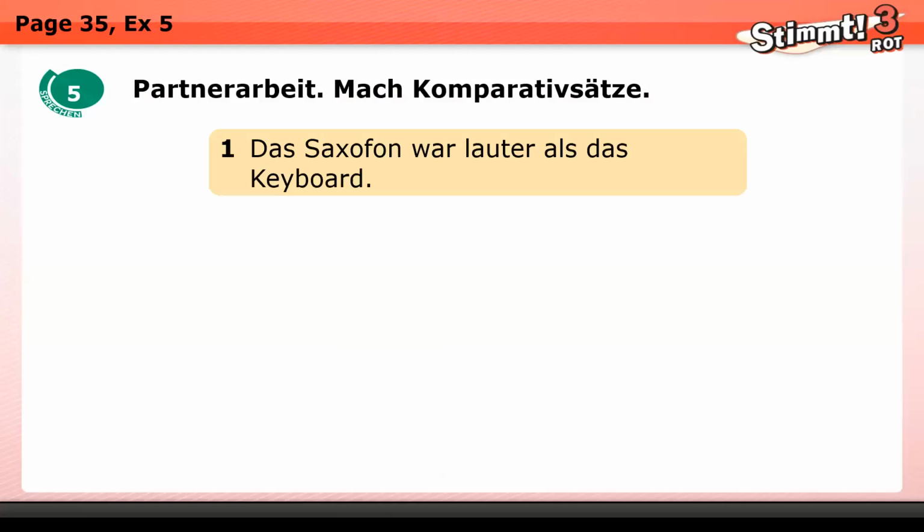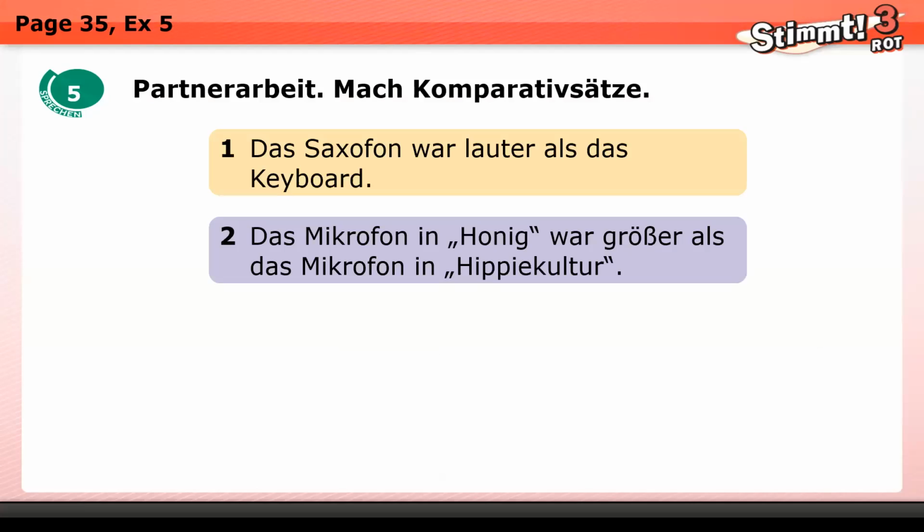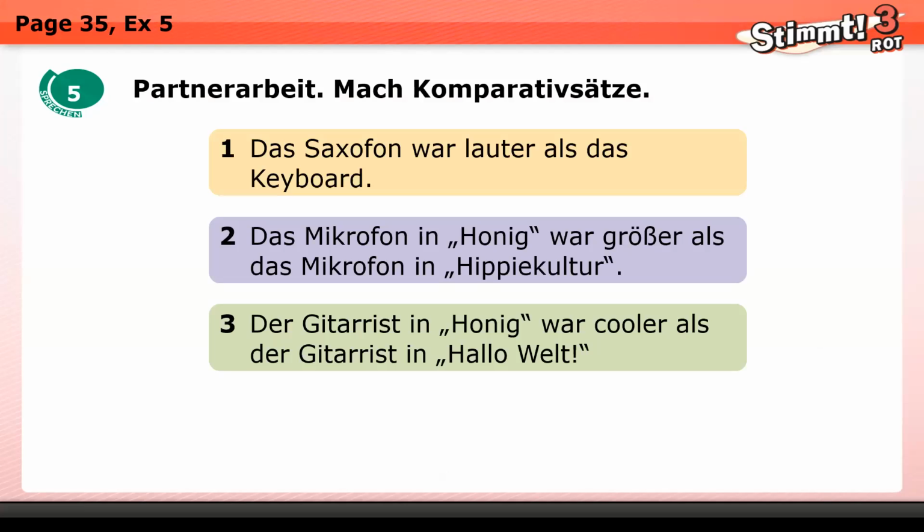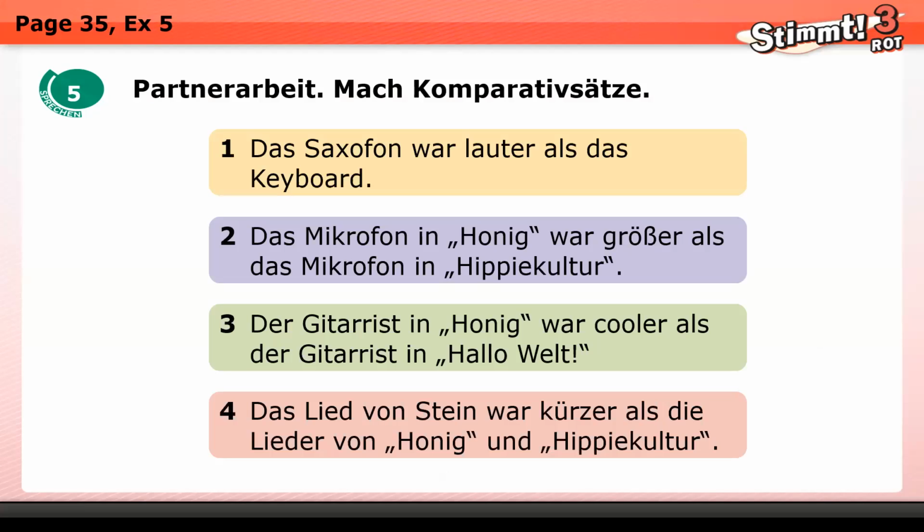Okay, so how did you get on? Let's have a look. So the first one we said was das Saxophon war lauter als das Keyboard. Das Mikrofon in Honig war größer als das Mikrofon in Hippie-Kultur. Der Gitarrist in Honig war cooler als der Gitarrist in Welt. Das Lied von Stein war kürzer als die Lieder von Honig und Hippie-Kultur. Lied, remember, Lied means song. So the song that Stein sang was shorter than the songs by Honig and Hippie-Kultur, those 2 bands.